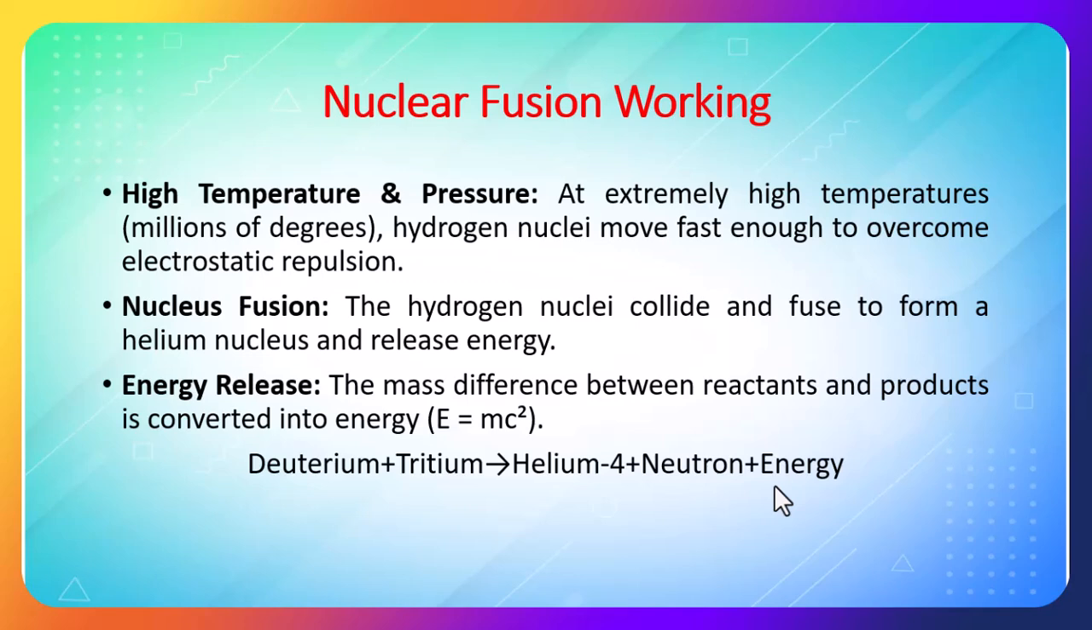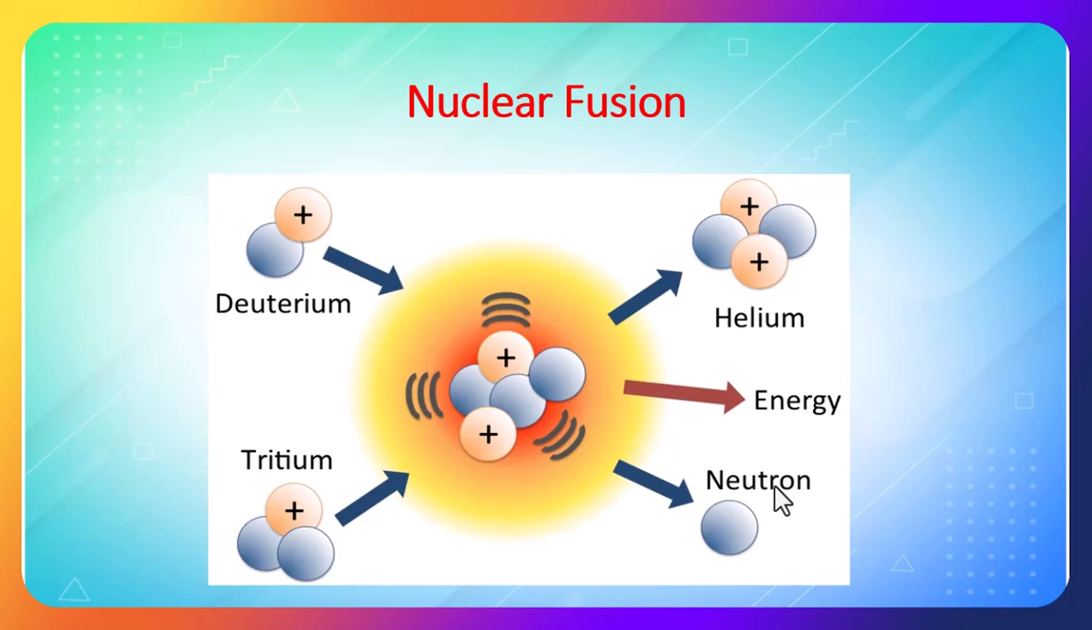The mass difference between the reactants and the product is converted into energy, that is E equals mc squared. We all know it is the mass-energy relationship. So you have deuterium and tritium forming helium plus 4 neutrons plus energy. Again, these neutrons will try to come in contact with other nuclei and try to make it a chain process. We can see here deuterium and tritium; these two get combined and form helium. Side by side I get a neutron as well as energy.